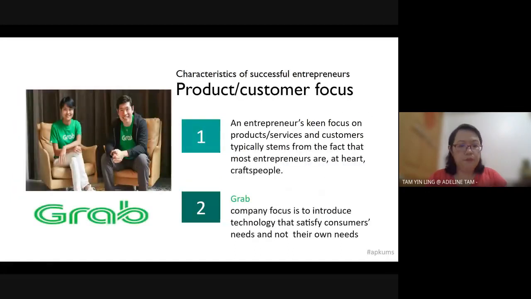Second, for example, product and customer focus. Let's look at Grab. I think his name is Anthony Tan. The boss of Grab is Anthony Tan. He's a Singaporean, but he started his business Grab in Malaysia, right? So what happened is he looked at a need of the consumers. We need public transport, but sorry to say the public transport in Malaysia is not reliable, not as good as many other countries.